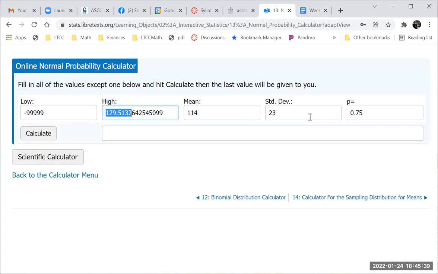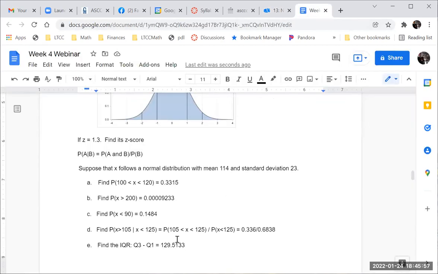And then we do the same thing for the 25th percentile, but now P is 0.25. And the high, we'll find out. Hit calculate. And we get this baby, 98.4867. Any questions on that? And again, I don't want to waste your time. You can subtract those on the calculator. Any questions at all on A, B, C, D, or E?